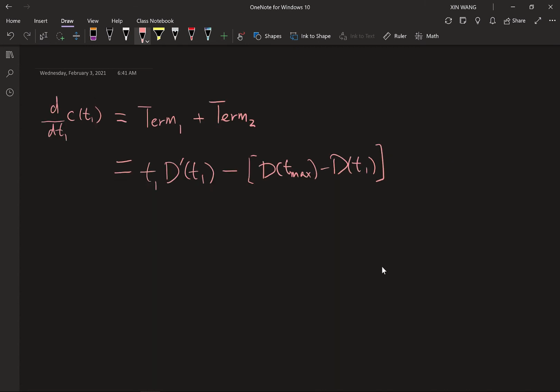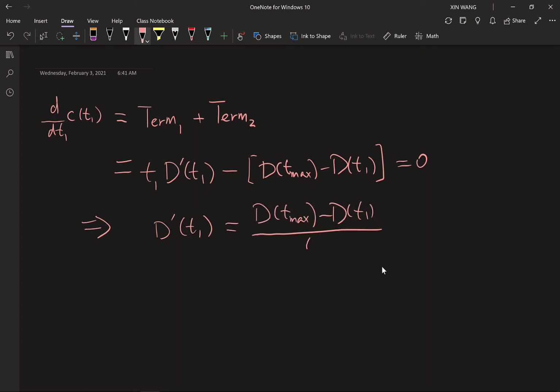So we can have the first order condition. We set this to be 0. Then this gives us the optimality condition: the derivative d prime(t1) equals to a ratio involving t1. This is an interesting result, and this first order condition has a physical meaning. Remember, we have our curve. If this is t1, this is t max, and this is 0.